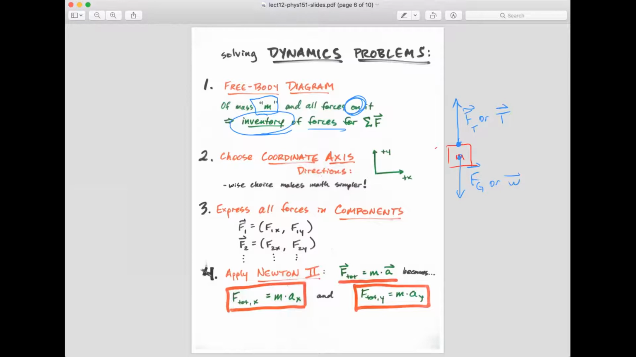Okay, there are many other forces in the universe, but we exclude all of them from the free body diagram if we don't want them to go into Newton's second law. We only want to include the ones that are going to go into that net force or total force in Newton's second law.